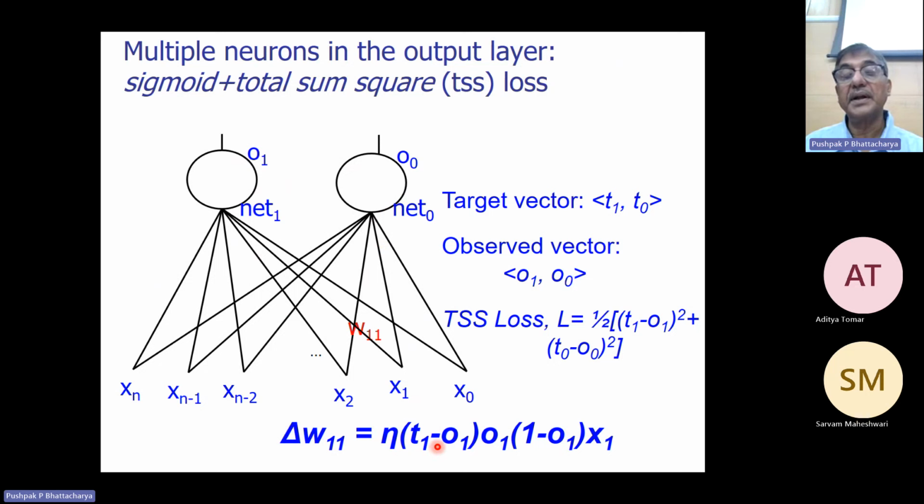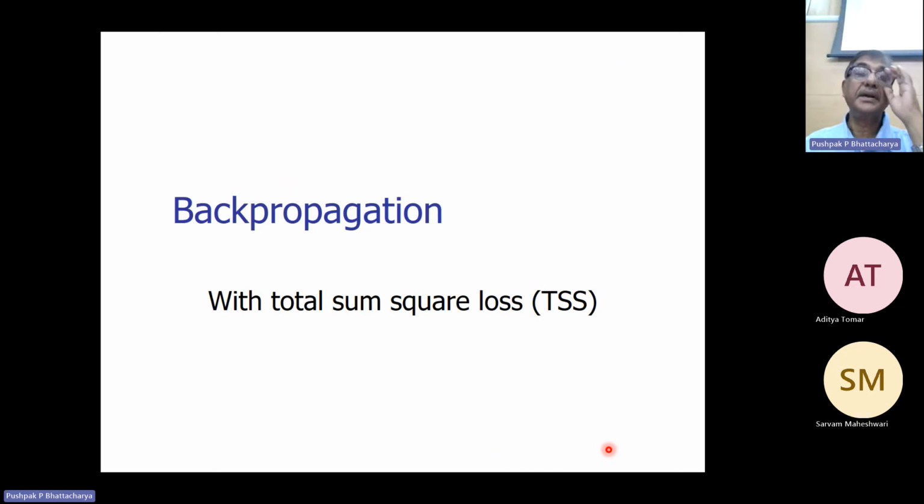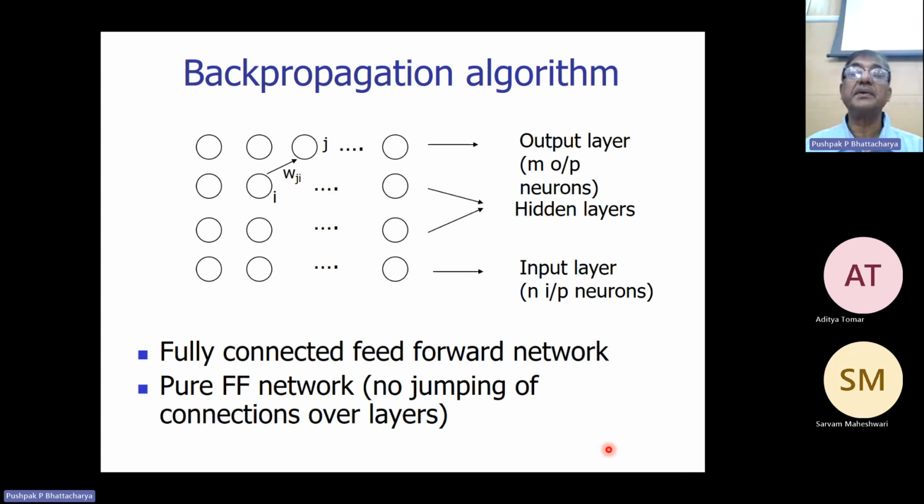Learning rate into target minus observed, sigmoid derivative into input at the connection. Now let's go back to backpropagation, because we justify this name backpropagation because of the hidden layer. It is the hidden layer which requires backpropagation. So let's look at this expression. These were briefly touched upon in one of the lectures before.